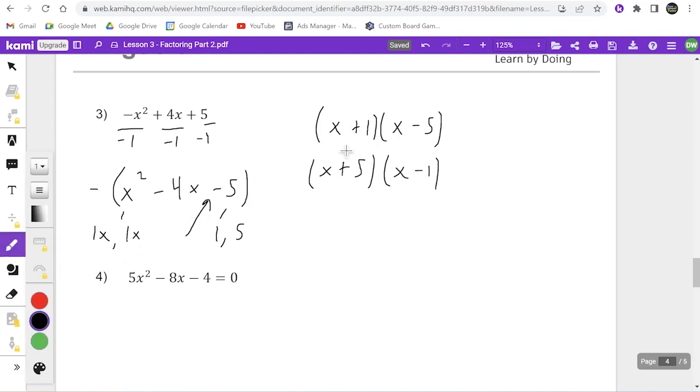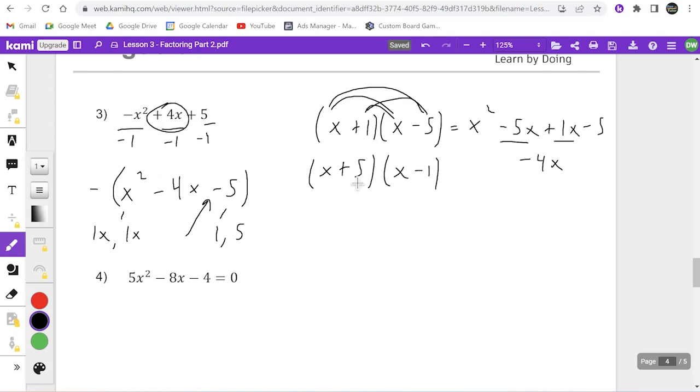Let's try the top one. Let's FOIL it out and let's see if we get the right answer or not. So x times x is x squared. X times negative 5 is minus 5x. 1 times x is plus 1x. And then 1 times negative 5 is minus 5. It looks like x squared, negative 5x plus 1x is minus 4x. And shoot, we wanted positive 4x.